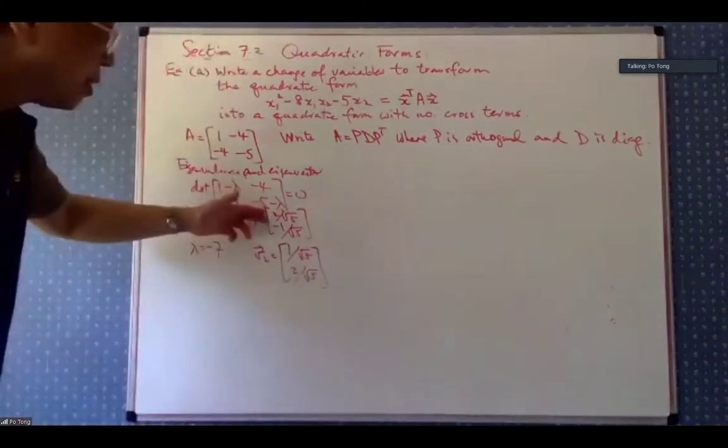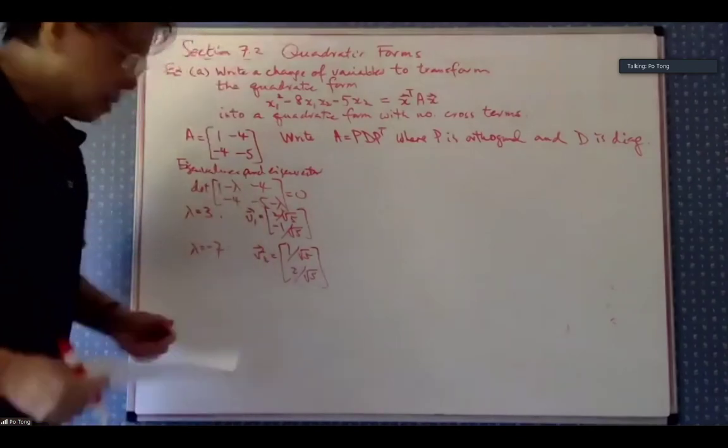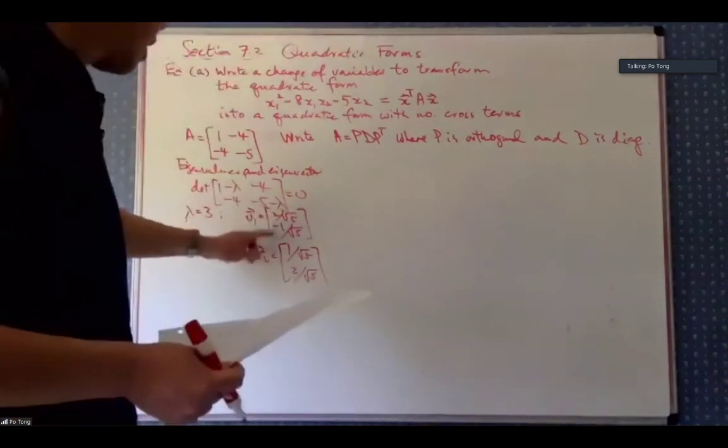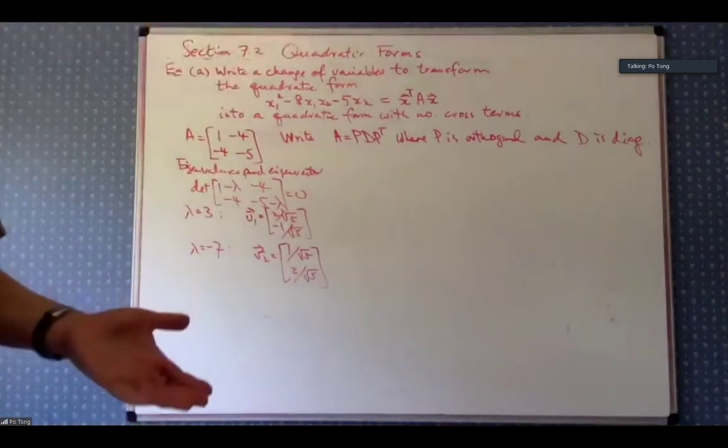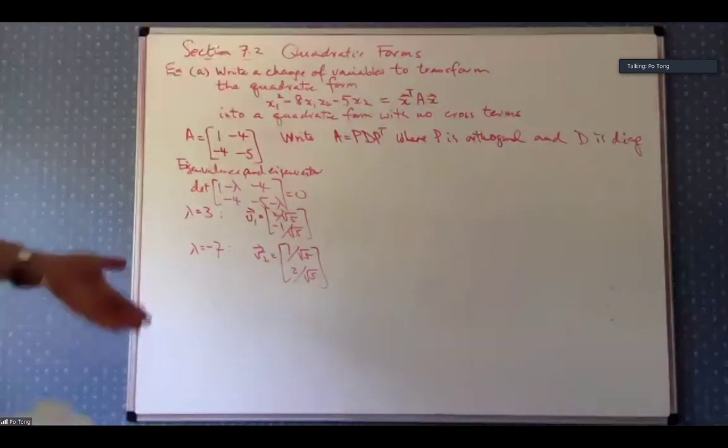And V2 is equal to 1 over square root 5, 2 over square root 5. Both of these are unit vectors, both length 1. You can easily check that they are orthogonal. It's guaranteed by construction. You don't need Gram-Schmidt here because these two are distinct.